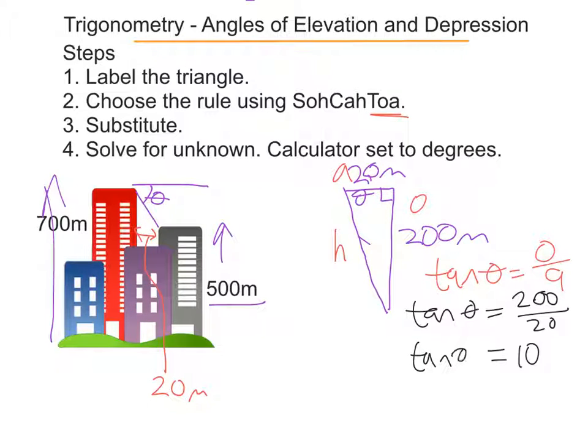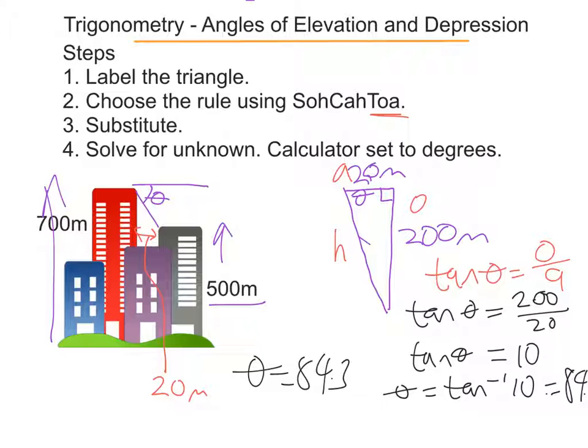We have to do inverse tan of both sides, and it cancels on the left, so we end up with theta equals inverse tan of 10, which is 84.3 degrees. So theta equals 84.3 degrees. And that's the angle of depression because we're looking down. So when you look down, it's depression. When you look up, it's elevation.